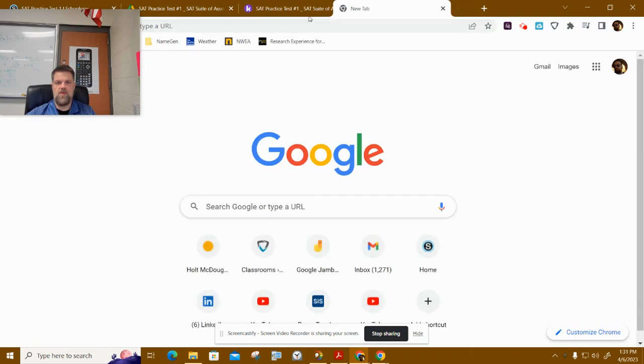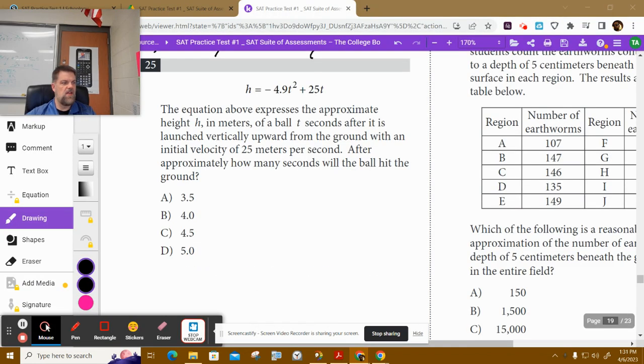All right, for problem number 25, it says the equation above expresses the approximate height in meters of a ball t seconds after it is launched vertically upward from the ground with an initial velocity of 25 meters per second. After approximately how many seconds will the ball hit the ground?